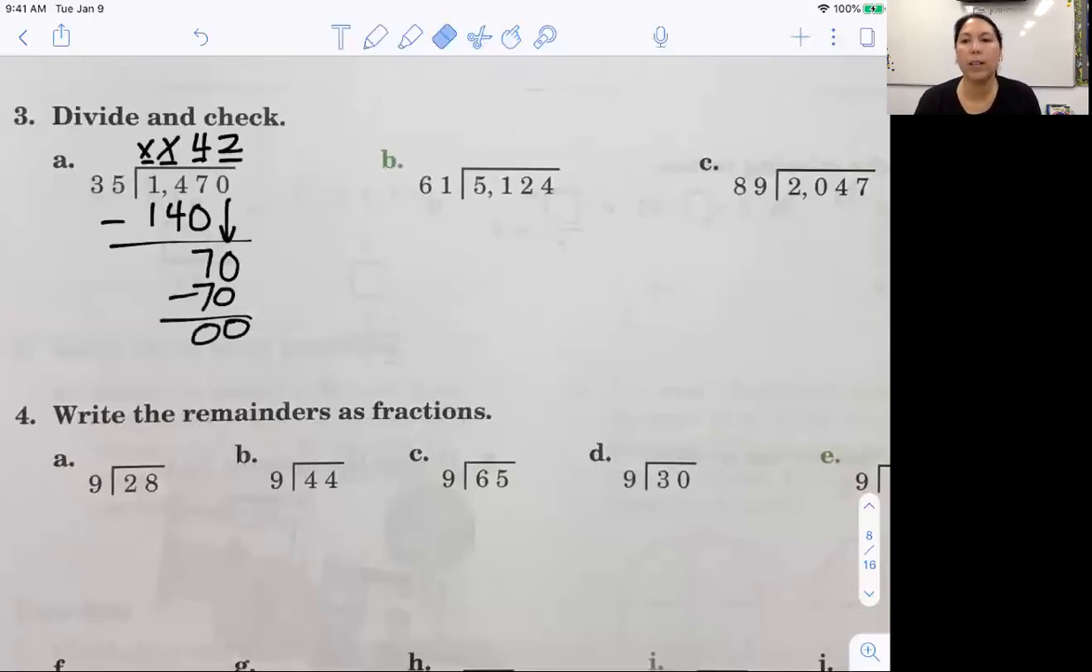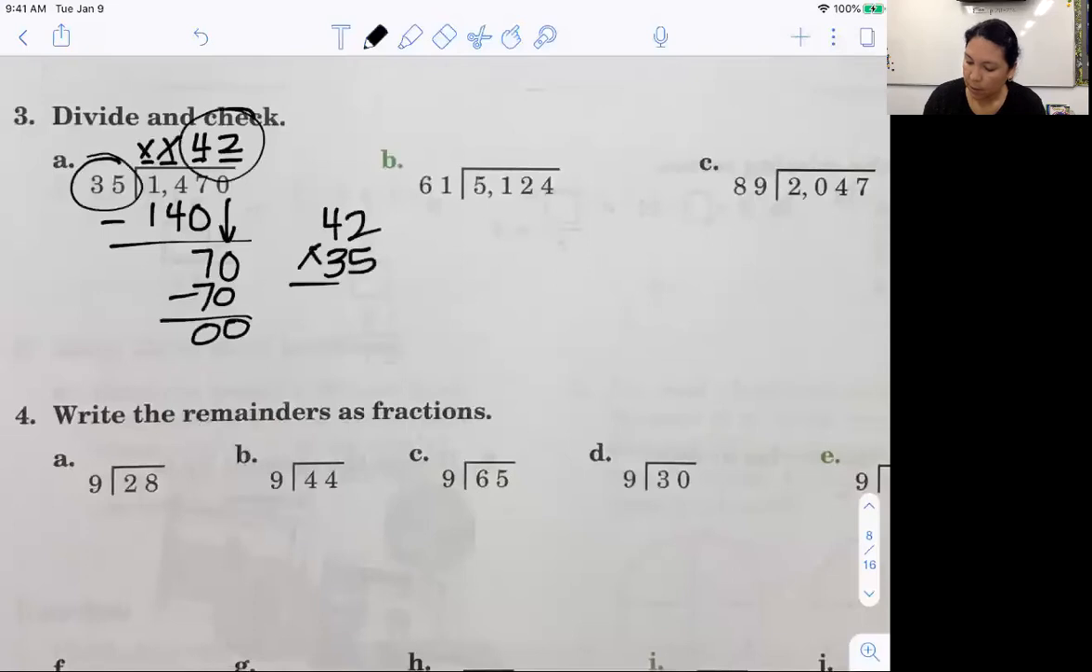So who remembers what do I multiply when I check? That's right. I'm going to check the top number, which is that 42, times my divisor, that was 35. And we'll see what we get. So 5 times 2 is 10, carry my 1. 5 times 4 is 20, plus 1 is 21. Let's put our 0. What's 3 times 2? 6, good job. And what's 3 times 4? I can cross out that one there. 3 times 4 is 12.